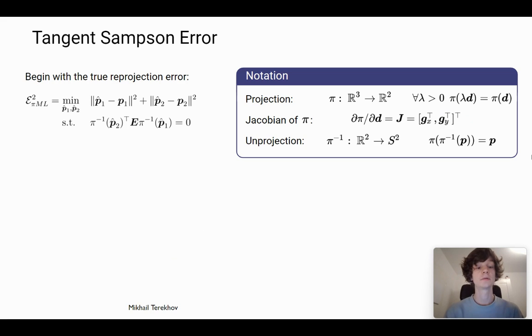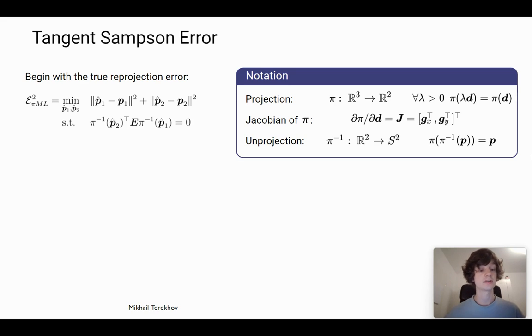Here we present the details of the derivation. Now the true reprojection error can be written as shown on the slide. Basically, we would like to minimize the distance that we move the points on the images, but such that the moved points satisfy the epipolar constraint exactly.